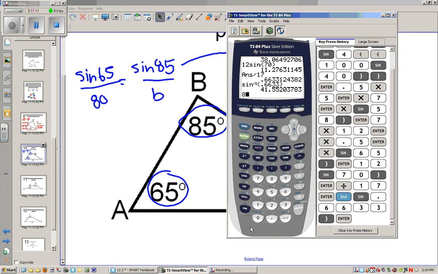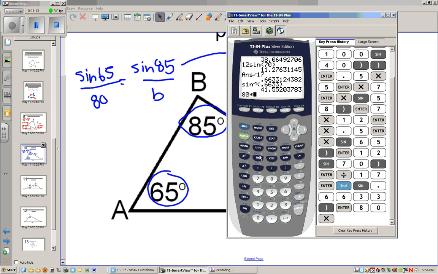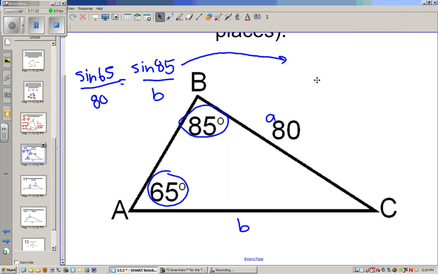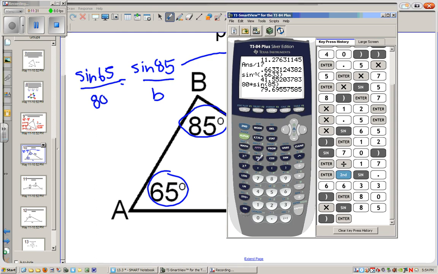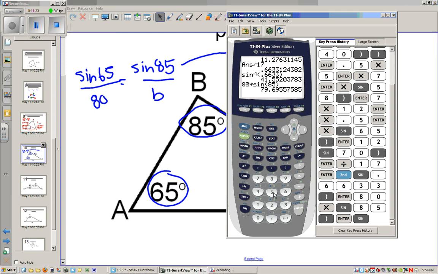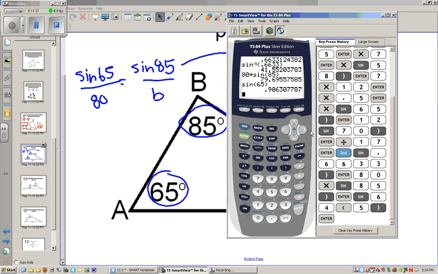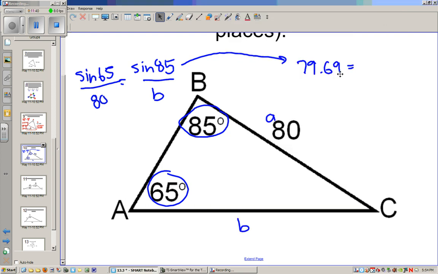So we have to do 80 times the sine of 65, and that's going to be 79.69. So 79.69 equals sine of 65 times b. So let's see what the sine of 65 is. Whoops, 64. 65, sorry. 0.906.